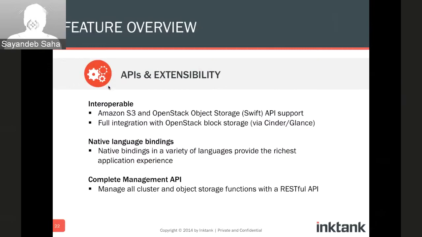And it has a complete management API to manage all cluster and object storage functions with a RESTful API. In Red Hat Storage, this would be similar to the REST API for RHSC. So they have that too.